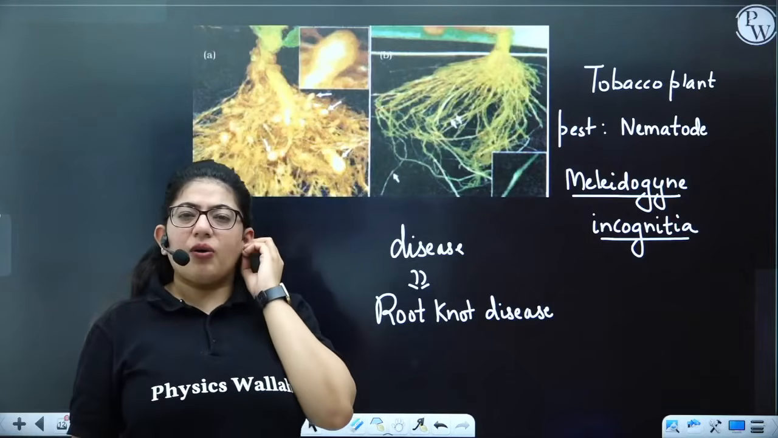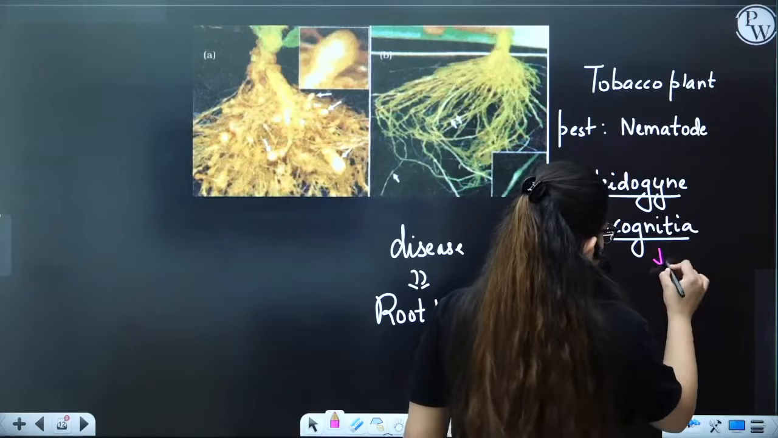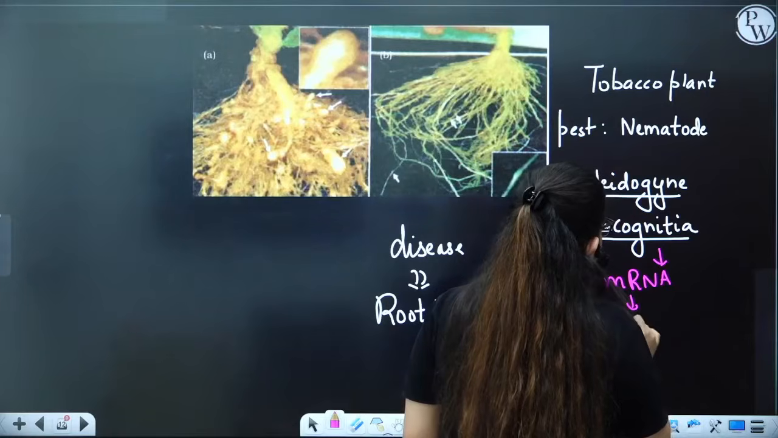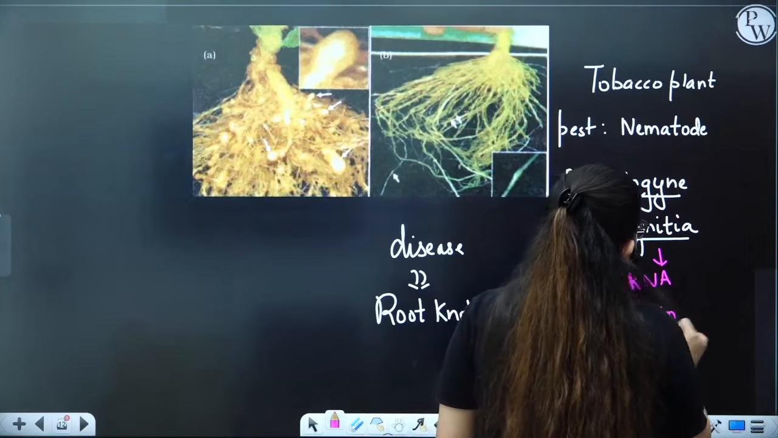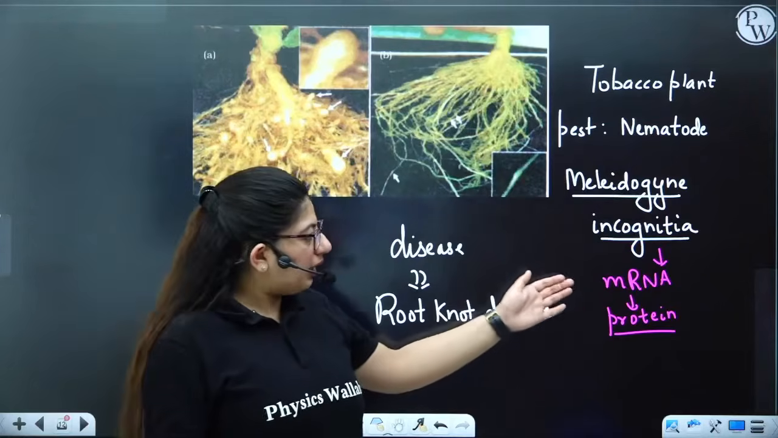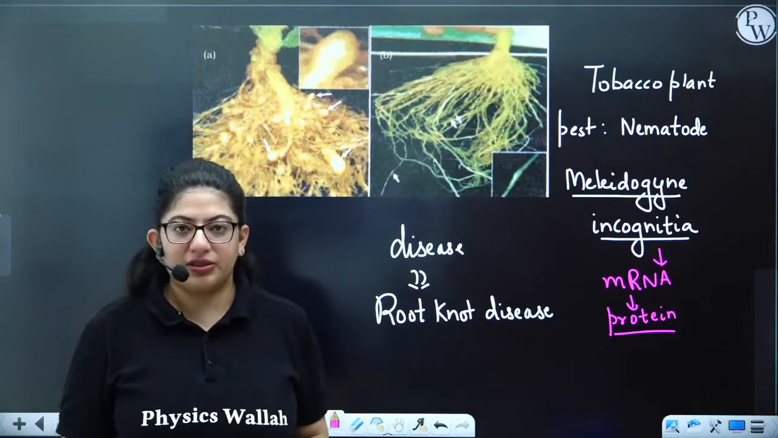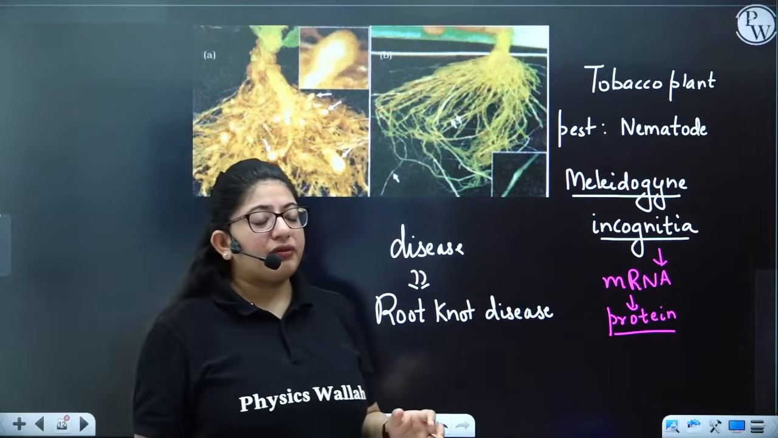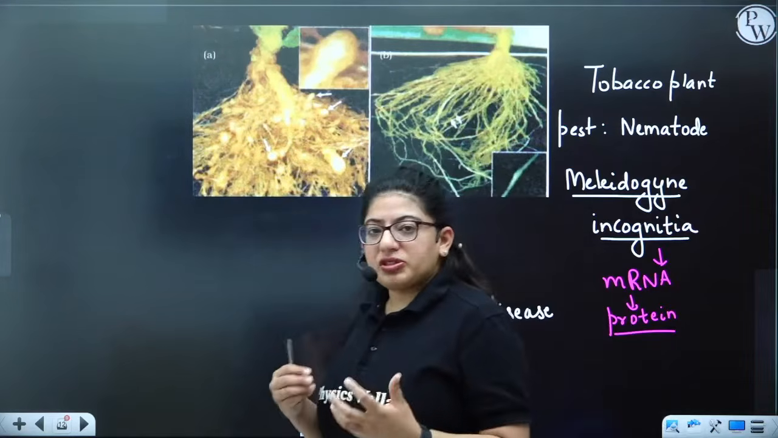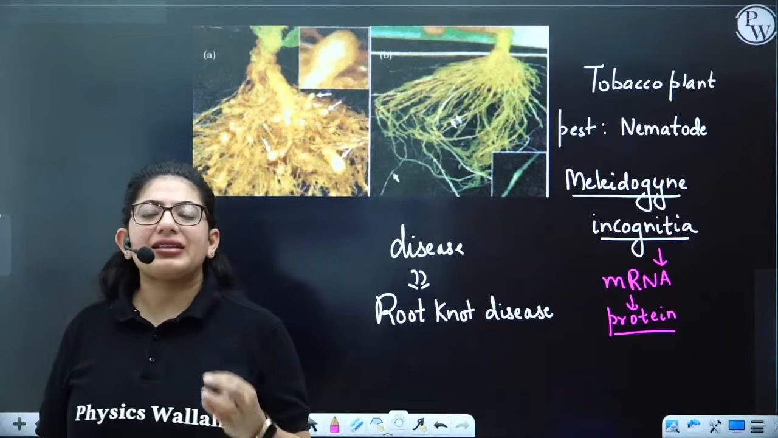And how does this Meloidogyne attack our plant? It produces RNA, and RNA will form protein, and this protein will harm our plant. So this is how Meloidogyne harms our plant, by producing mRNA, which later during translation will produce protein, and our plant will get a disease. So we were thinking, oh my god, how can we prevent the damaging of our tobacco plant? So they came up with one technique, that is RNAi.